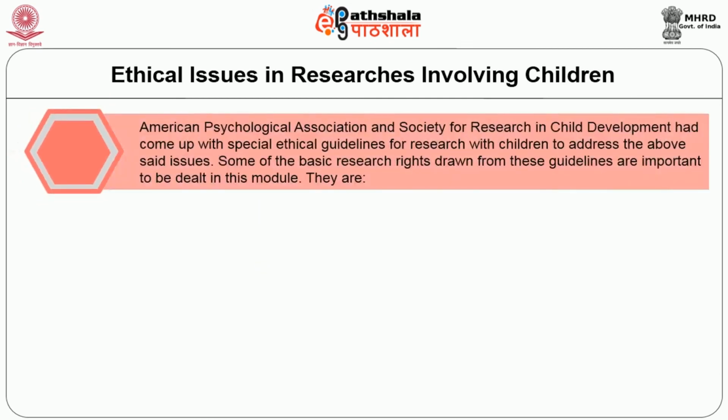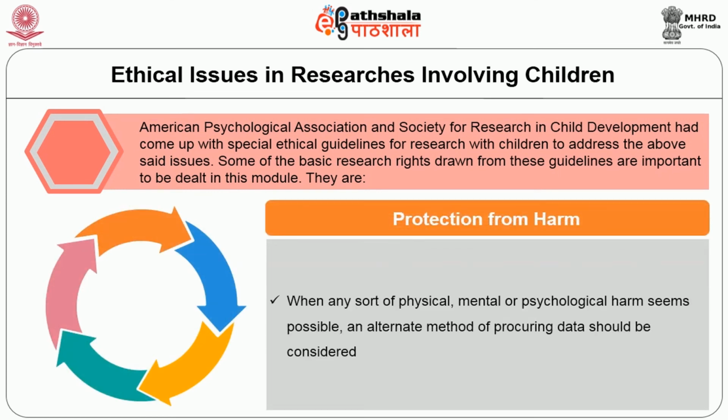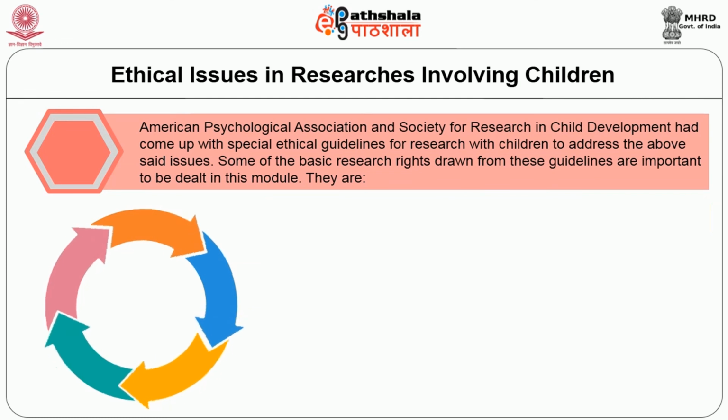American Psychological Association and Society for Research in Child Development had come up with special ethical guidelines for research with children to address the above said issues. Some of the basic research rights drawn from these guidelines are important to be dealt with in this module. The first one is protection from harm. When any sort of physical, mental, or psychological harm seems possible, an alternate method of procuring data should be considered.